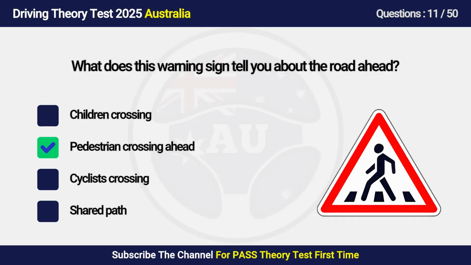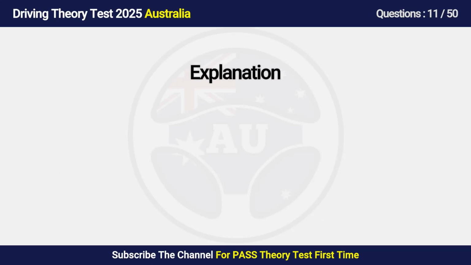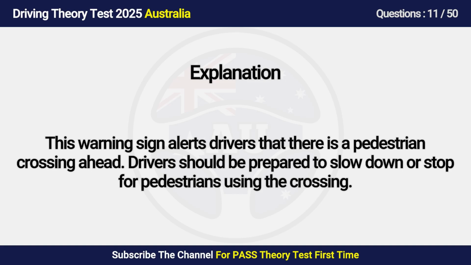Answer is B. Pedestrian crossing ahead. This warning sign alerts drivers that there is a pedestrian crossing ahead. Drivers should be prepared to slow down or stop for pedestrians using the crossing.